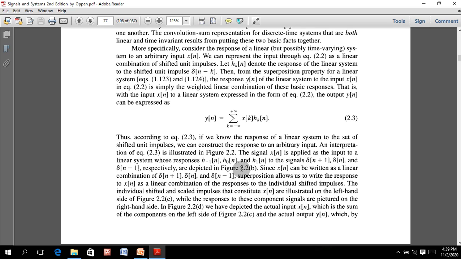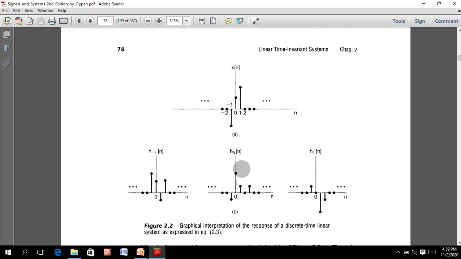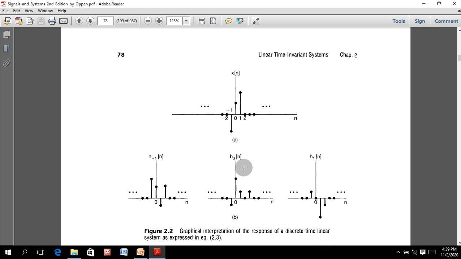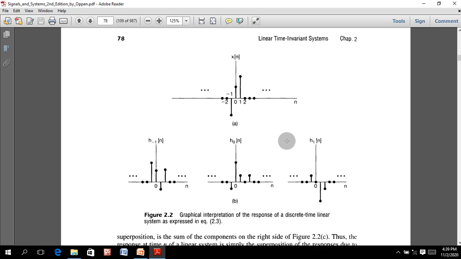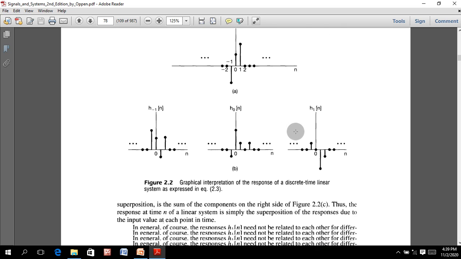Now if we use it in a general form, when we provide it to a linear time varying system, we will get this kind of responses. This is x(n), and these are the responses to the impulse signals when we feed them to the different systems: h₋₁, h₀, h₁. When we add them, we will get a specific response.